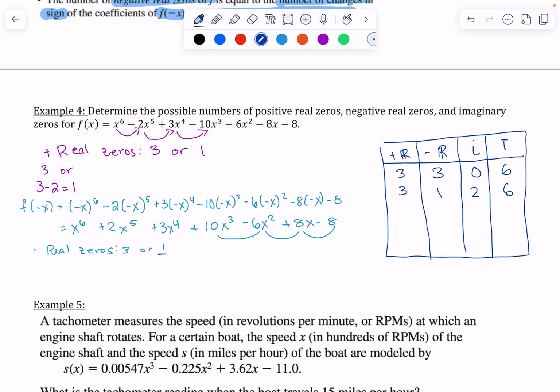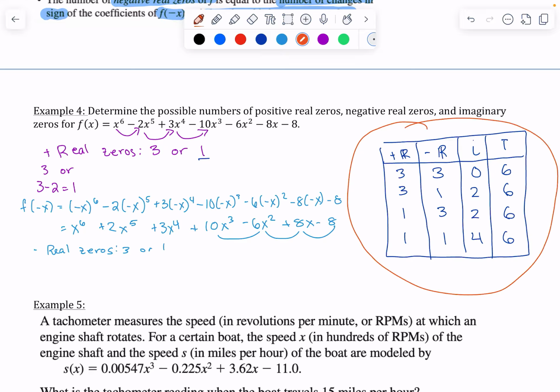Any other cases? Okay, well, now let's look at 1. What if I only have 1 positive real zero? I could have 3 negative real zeros, which means I need 2 imaginary to get my total of 6. Or I could have 1 positive real and 1 negative real, which means I need 4 imaginary to get my total of 6. So this here is our final answer. And if I was to go and look at the zeros of this particular function, one of these would have to be true. I'm not sure which one, but one of them has to be true. Okay, and that's it. So I hope this helps.